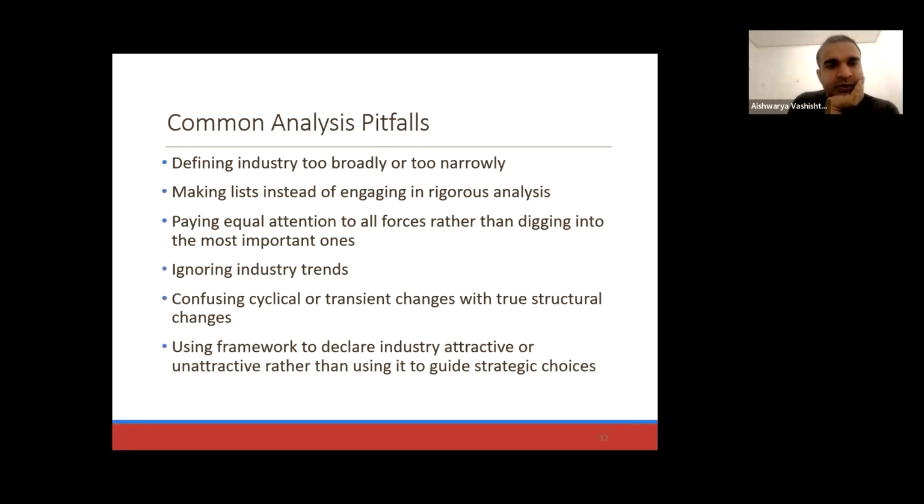Right. What are the common analysis pitfalls that firms make while analyzing? So one is that they pay attention to all the forces equally. You should not pay attention to all the forces equally. You should focus on the Porter's five forces which affect you the most. For example, what I was saying is Apple does not have much threat of new entrants, but Apple has more threat of substitutes, right? Another pitfall is ignoring industry trends and confusing cyclical or transient changes with true structural changes.